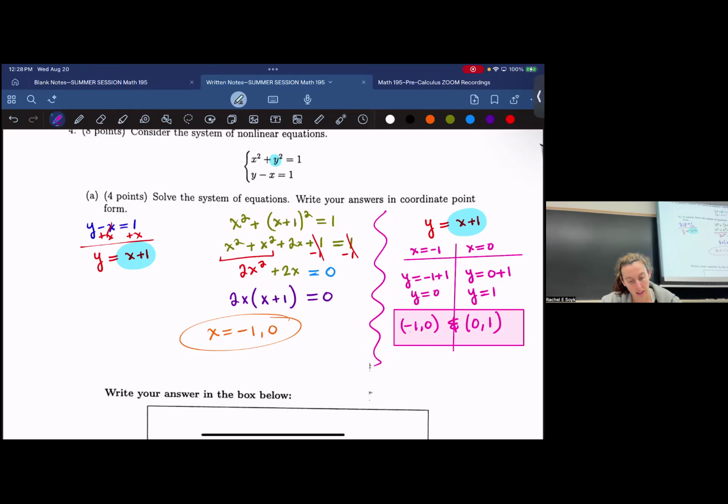So let's plug in the first, and we can check verbally. -1 in parentheses squared is +1 plus 0 squared is 1. That works. 0 minus -1 is +1. Okay, our first solution is a go. Second solution, we get 0 plus 1 is 1. Good. And we get 1 minus 0 is 1. Both solutions work. And so we are done.